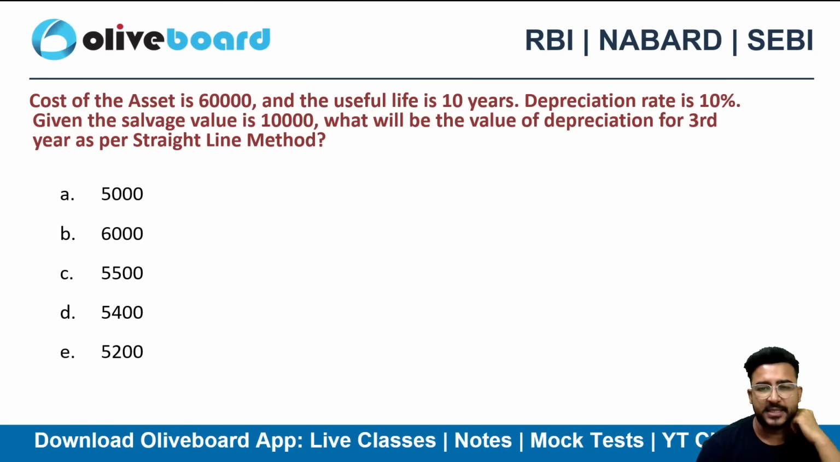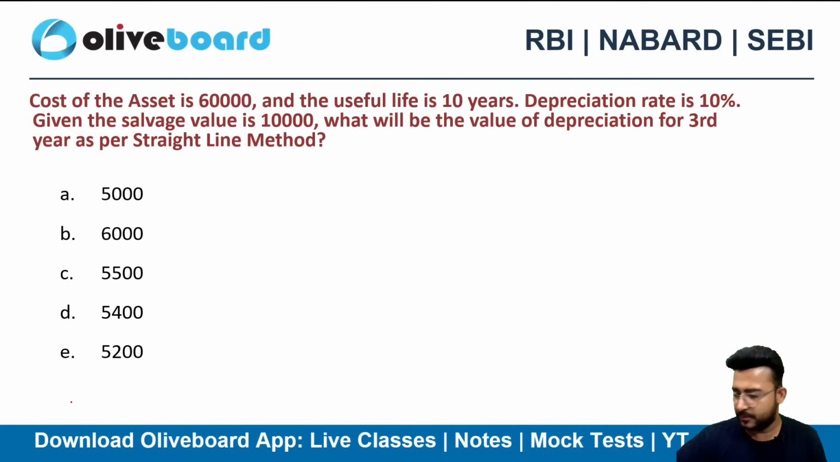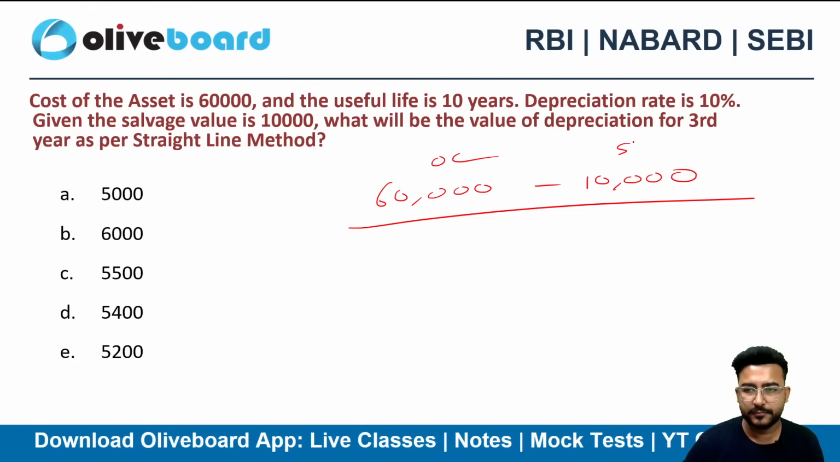The cost of the asset is 60,000. The useful life of the asset is 10 years. The depreciation rate is 10%. Salvage value 10,000. What will be the value of depreciation for the third year as per the straight line method? A very, very simple and direct question, because the method here is SLM, straight line method. What is the formula to calculate depreciation in SLM? Original cost minus salvage value divided by useful life. So 5,000 will be the answer.